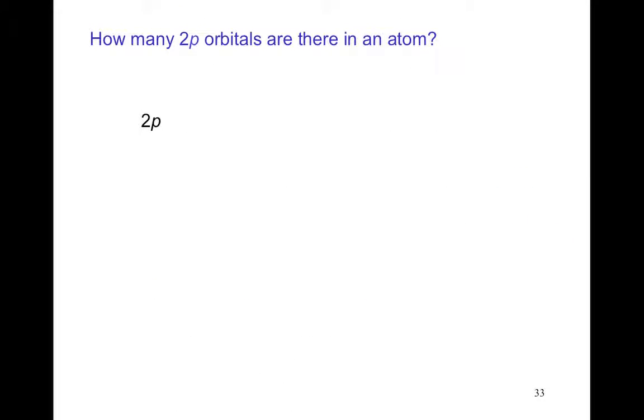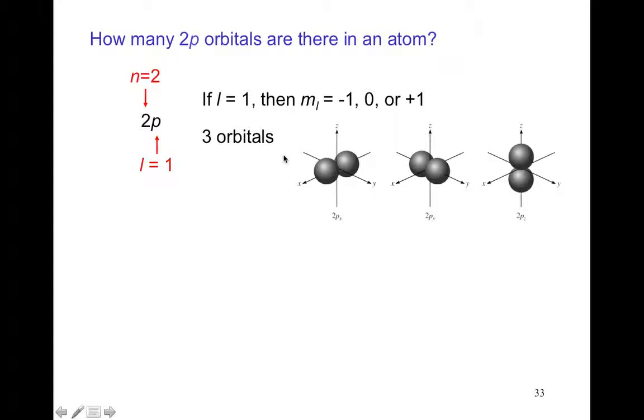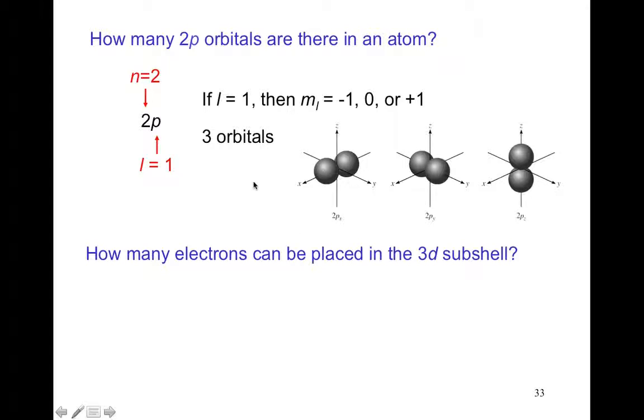So how many 2p orbitals are there in an atom? If your n is 2 and your p would have to be l, which is n minus 1, that would be 1. Then if l is 1, your magnetic number could be a negative 1, 0, or a positive 1. And so that means there's 3 orbitals here, and it can hold 6 electrons. The 3 orbitals are its 3 different orientations in space, and it could hold 3 orbitals, 6 electrons.